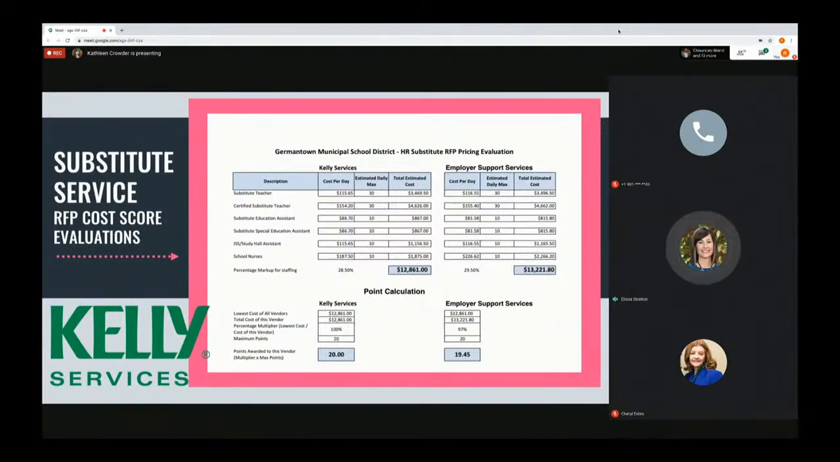And just some other factors that the evaluation committee deemed favorable towards Kelly Services include that positive relationship that GMSD has already established with Kelly's as a vendor. Our substitutes would not have to reapply with a different company over the summer. And just looking towards the future, Kelly Services could also fill some non-instructional positions, such as custodial, clerical, food service, school counselors, speech and language pathologists, and occupational therapists or physical therapists if we ever needed them to. So at this time, Chairman Luter, I'm happy to answer any questions that you or other members of the school board may have in regards to the recommendation to award the GMSD substitute vendor contract to Kelly Services.